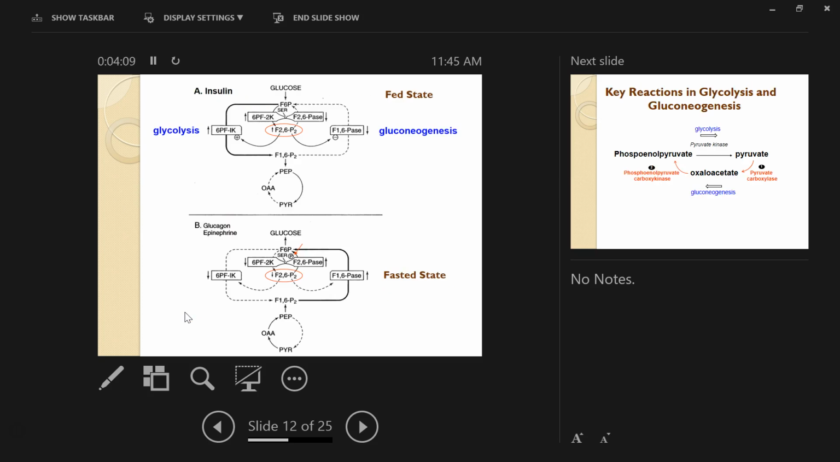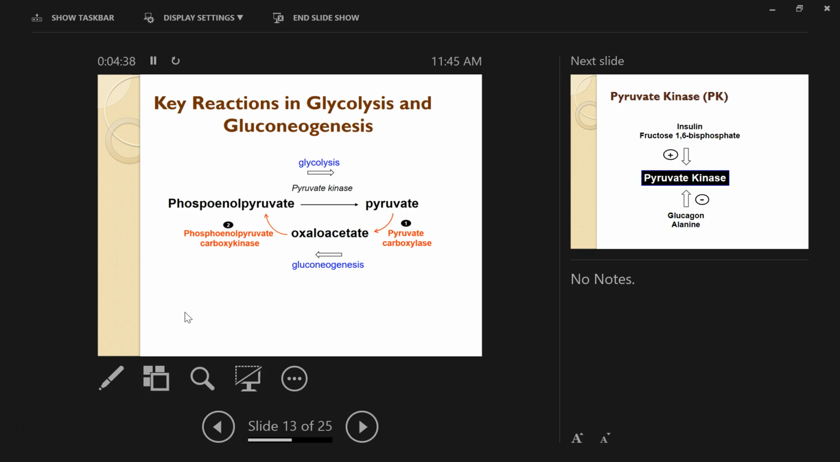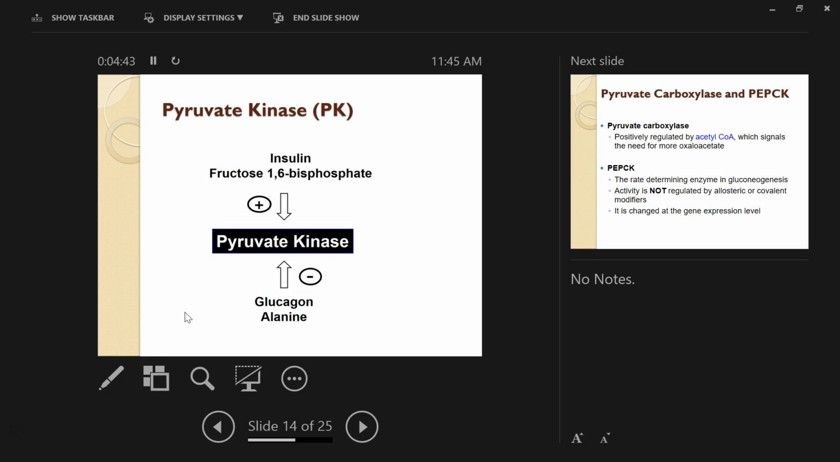And it's just the overall picture, right? Under the fed and fasting conditions, the concentration of fructose 2,6-bisphosphate is actually different. For example, in the fed condition, this substrate level increases, right? And in the fasted condition, the substrate level decreases. So then causing different consequences. And this is the pyruvate kinase key enzyme, right? And how it is regulated by insulin and substrate.